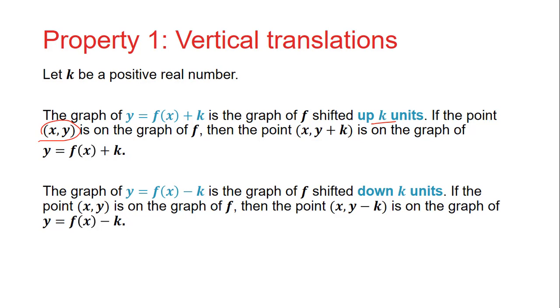So if (x, y) is on the graph of the original function, then the point (x, y plus k) is on the graph of the transformed function. The graph of y equals f of x minus k is the graph of f shifted down k units. So if the point (x, y) is on the graph of the original function, the point (x, y minus k) is on the graph of the transformed function.